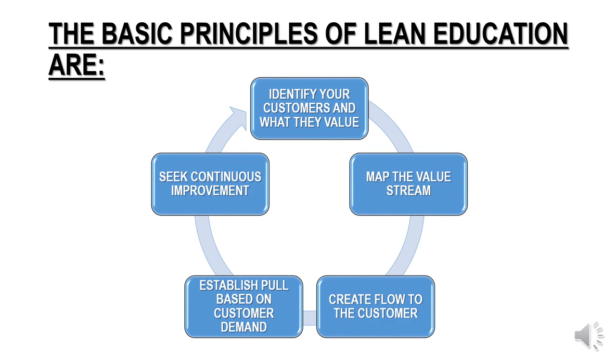The next is to create flow to the customer, by ensuring a continuous flow system in rendering service. Flow will optimize the process to maximize process efficiency. The next is to establish pull based on customer demand. Establish the pull approach by meeting the system beat time. The beat time is the rate at which a service must be ready to meet the customer demand.